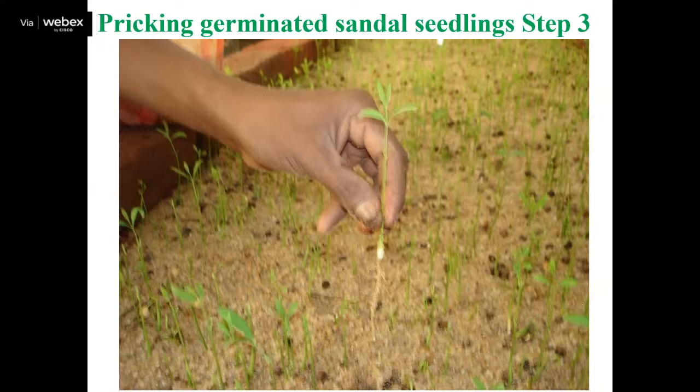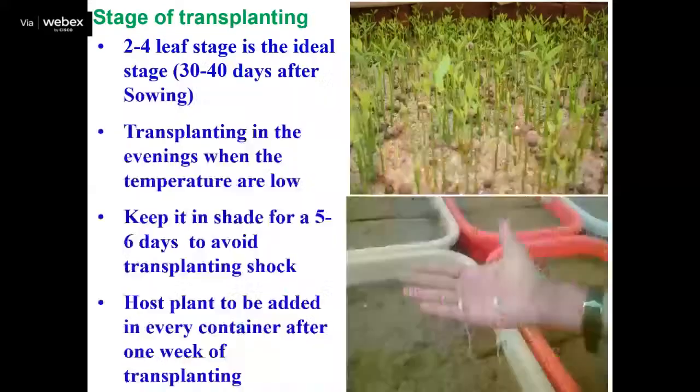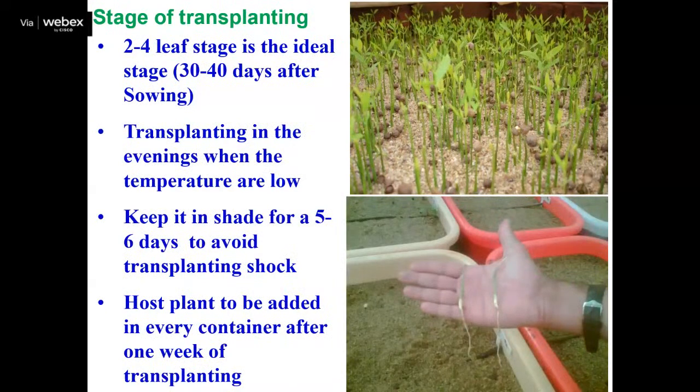One advantage of using sand is that while removing the seedlings, no damage will happen to the roots, particularly the fibrous roots. As I mentioned, 2 to 4 leaf stage is the ideal stage, 30 to 40 days after sowing. Transplanting is generally done in the evening because the temperature will be low during the evening hours. After transplanting, the seedlings will not have temperature shock. These seedlings are kept in shade for 5 to 6 days.